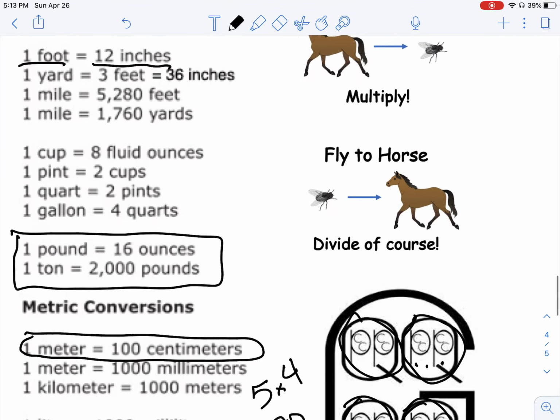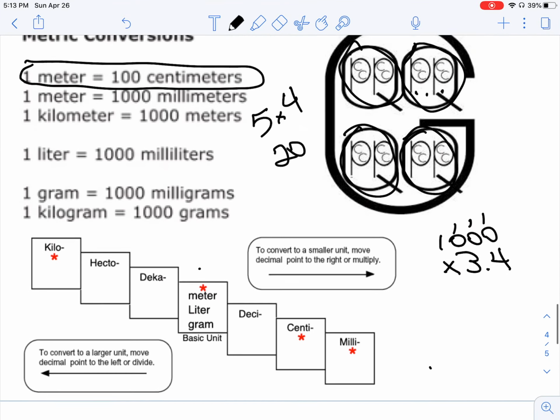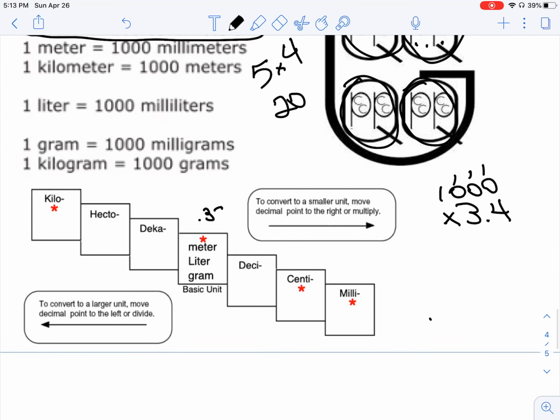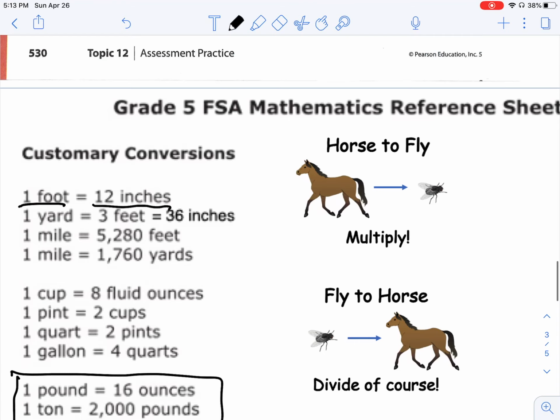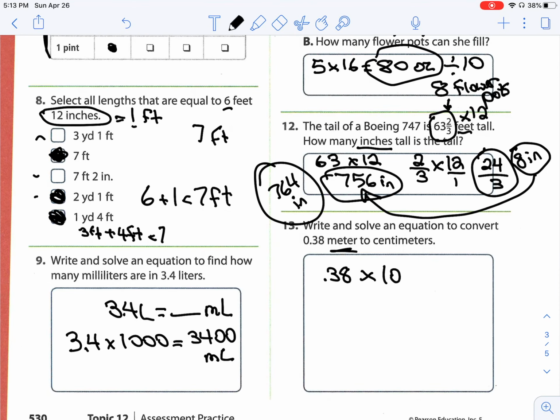But I can still do it over here. Was it 0.38? Yeah, 0.38. And we have to go 2 to the right, 1, 2. So 0.38 is going to go, use this decimal there, 38, 1, 2 to the right. So the answer is 38 centimeters. And this is because we are multiplying by 100. Okay? So we come back up here, times 100 equals 38 centimeters.